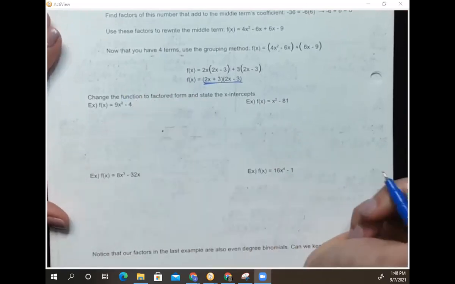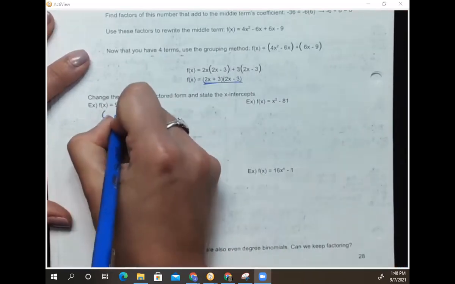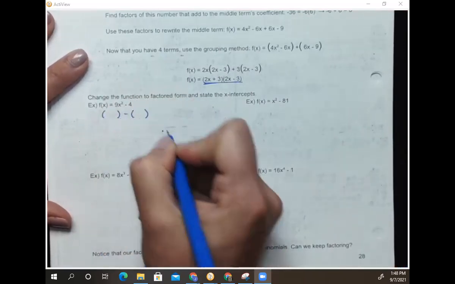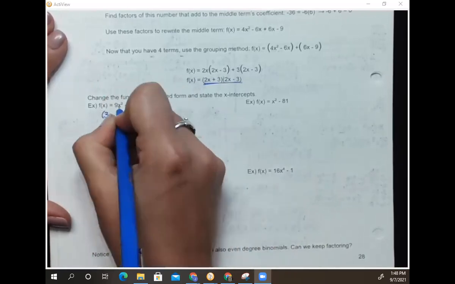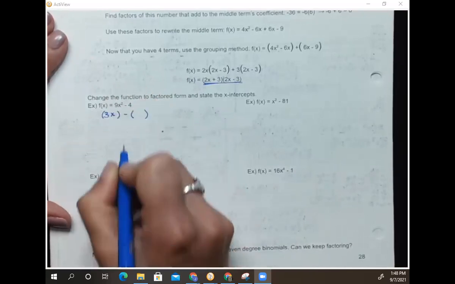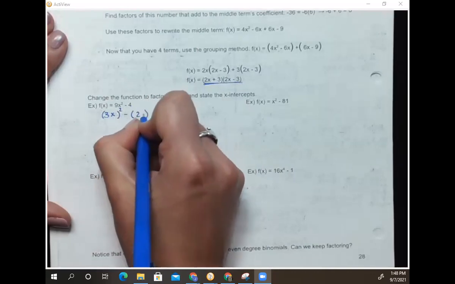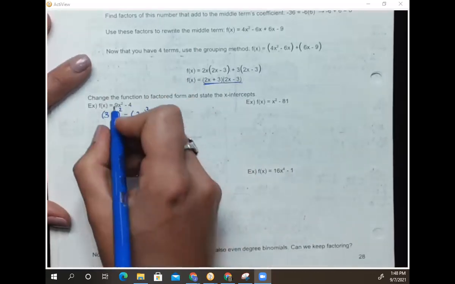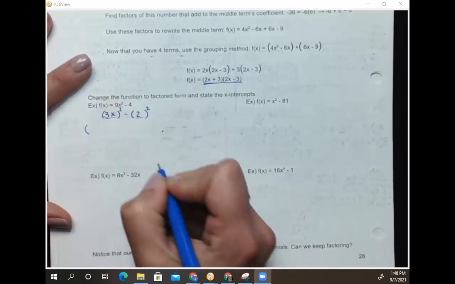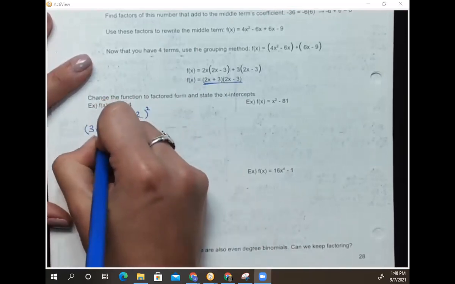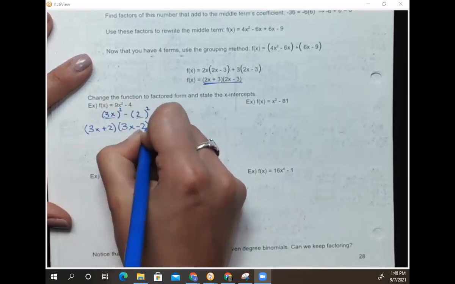9x squared minus 4. So the first thing I want to do is identify what did I square for each of these things. So to get 9, I had to square 3. To get x squared, I had to square x. So this was 3x that I squared. To get 4, I had to square 2. Once I've identified what I squared for the first term and the last term, then I can write my factored form. So this would be 3x plus 2 times 3x minus 2.